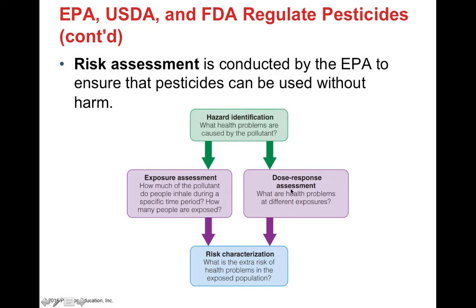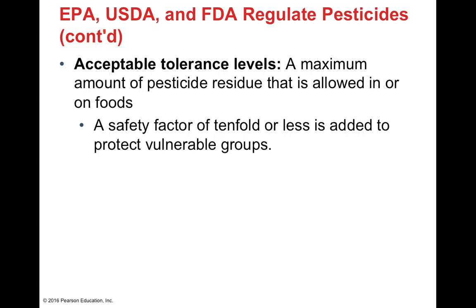So a dose response assessment. If you have a small amount, a medium amount, a large amount, what are the different health problems that can arise at different levels? And then make an overall risk characterization where they can hypothesize the risk of health problems or extrapolate the risk of health problems to the exposed population. So all of the individuals that have been exposed to this pesticide or whatever the chemical is. And that helps us determine our acceptable tolerance level.